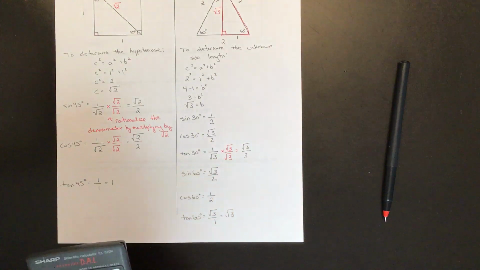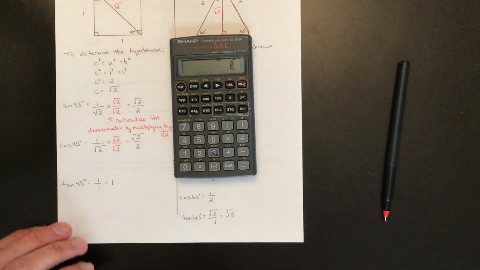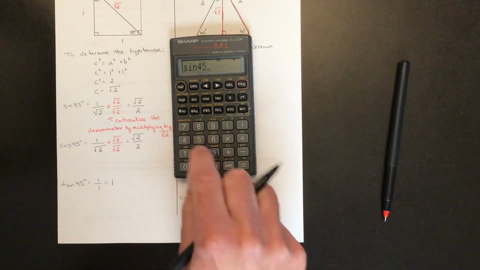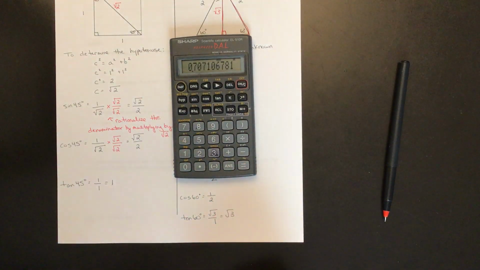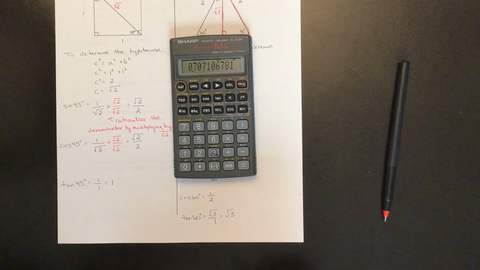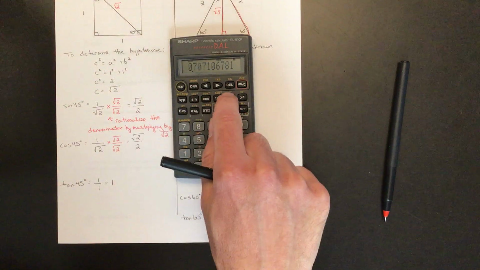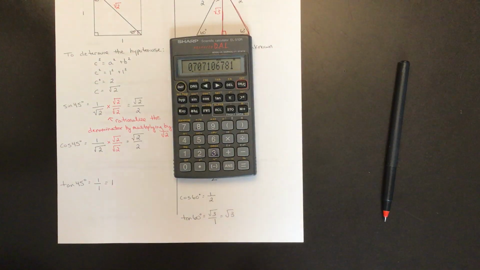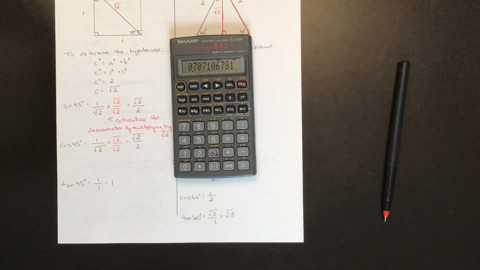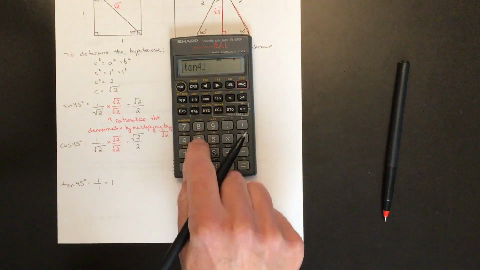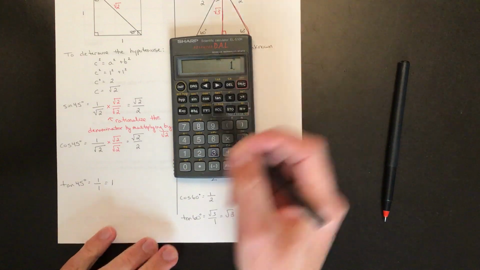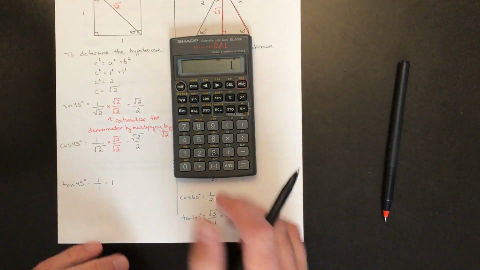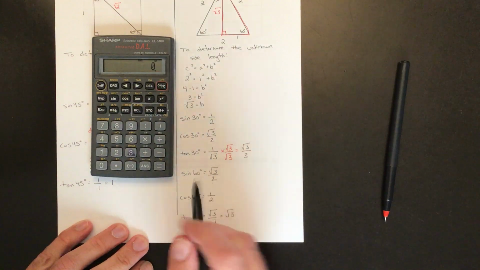Well, if we go back to our calculator, making sure it's in degrees again, if I type in the sine of 45, I get this decimal. If you can see that, 0.707106781. Now, what if I do root 2 divided by 2? I get the exact same decimal. Not approximately, not close, but I get the exact same. If I type in the tan of 45, I get 1. Not a surprise. What about tan 30?